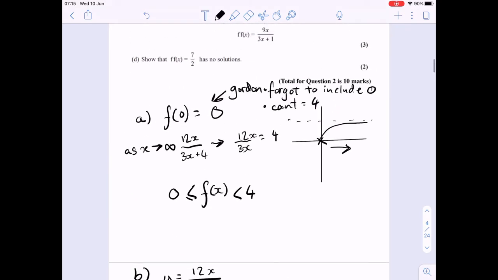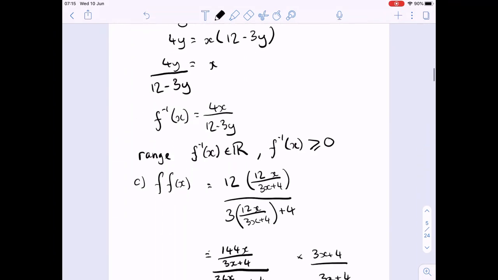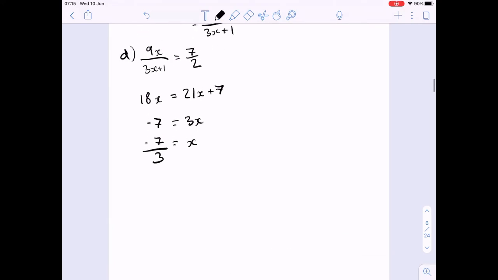Now what's the issue with this? Well, x has to, according to this, be greater than or equal to 0. So this is why this function breaks down. So we can say minus 7 over 3 is less than 0. And as x has to be greater than or equal to 0, f of x equals 7 over 2 has no real solutions.